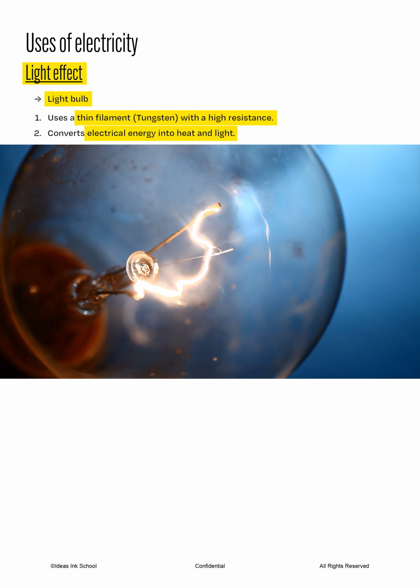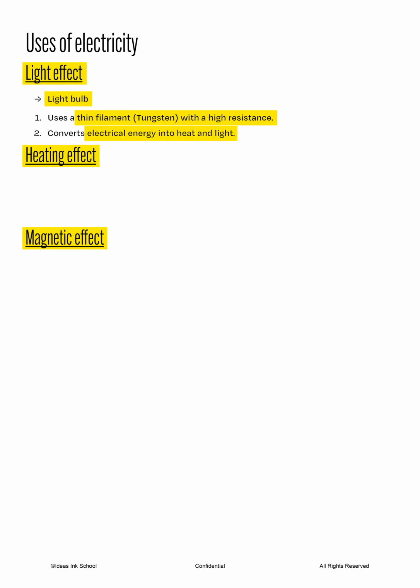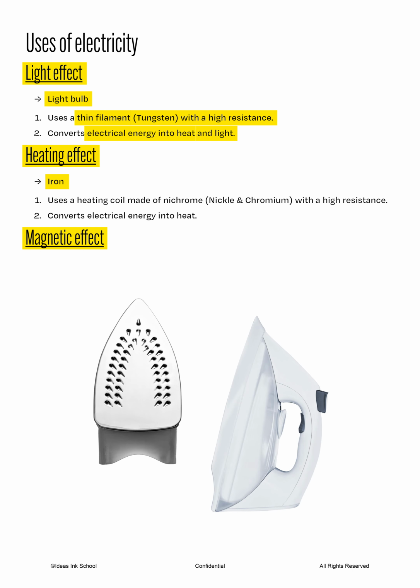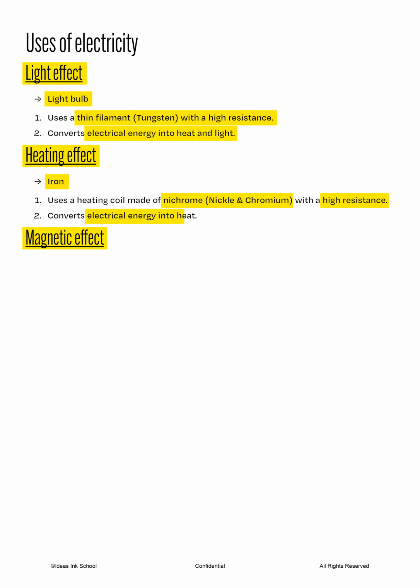Another use of electricity is its heating effect. An example of this is in an electric iron. Inside the iron is a heating coil made of nichrome. This is an alloy made of nickel and chromium. Due to the high resistance of this material, when a current passes through, electrical energy will be converted to heat.